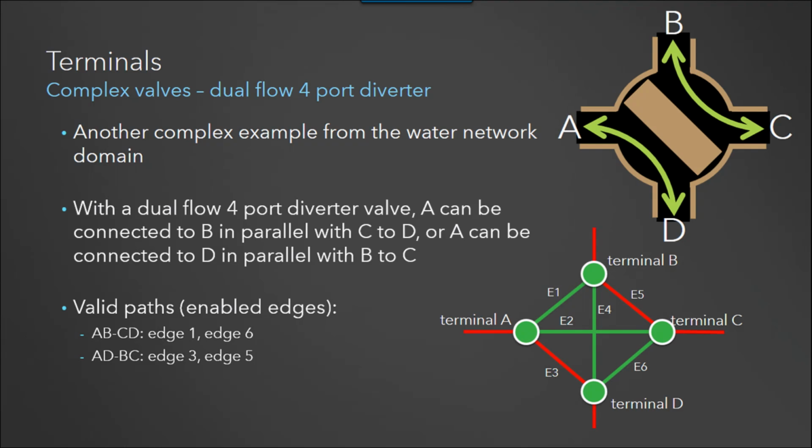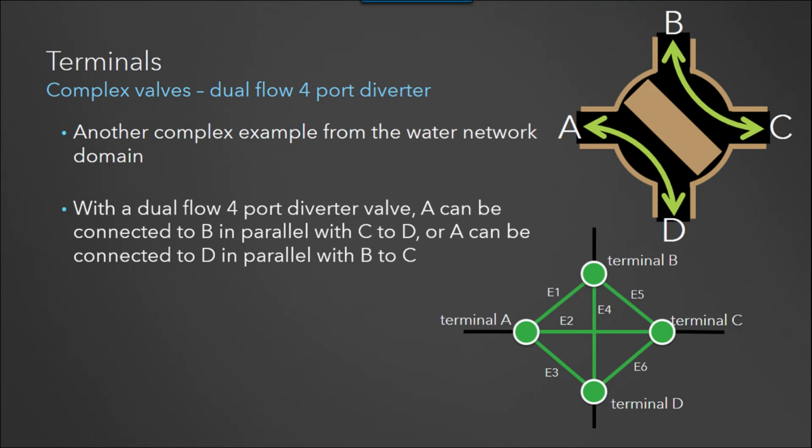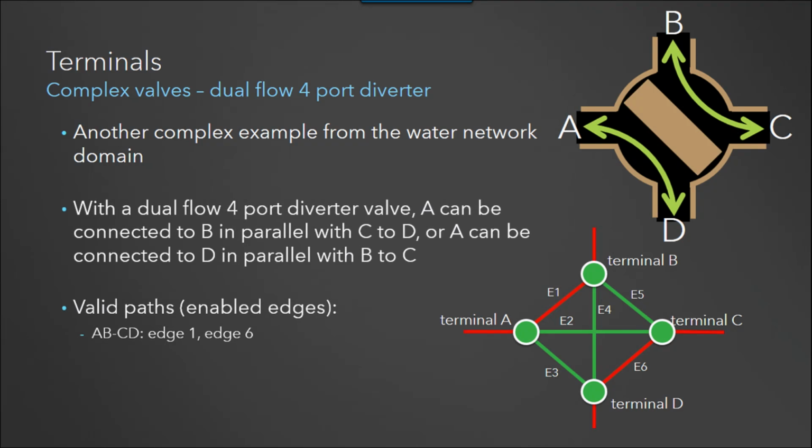Or, in the converse, where it's AD and BC, you'd say edge 3 is enabled, edge 5 is enabled, okay? And to tell you how that happens from the user's perspective to make that change is simply, we provide a tool, it's a single attribute on that point feature. So when you choose the configuration you want, that is stored on that feature. So when you update the topology, that internal graph Erik just showed you is updated to reflect the state of that device and its terminals.